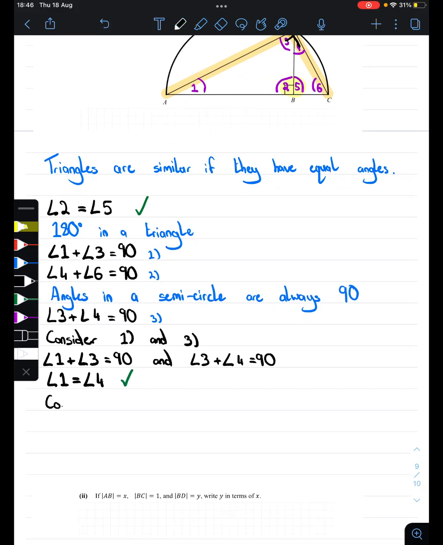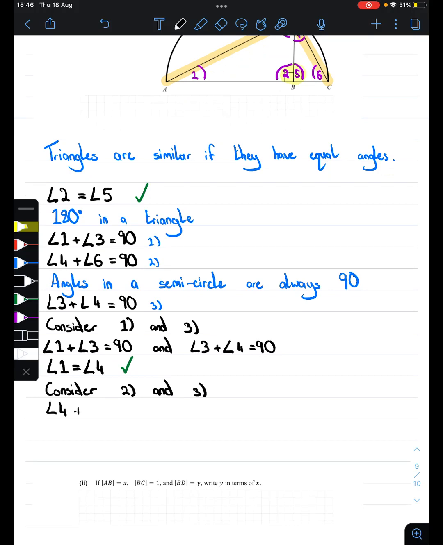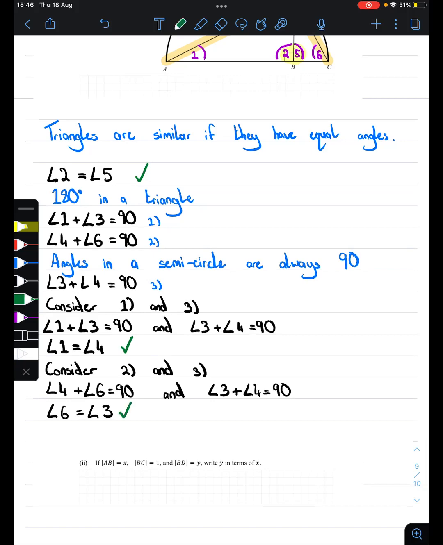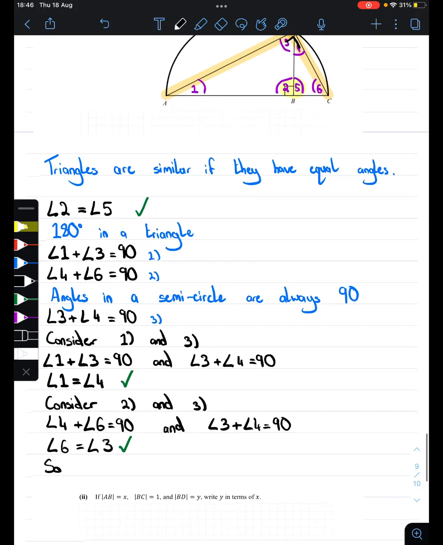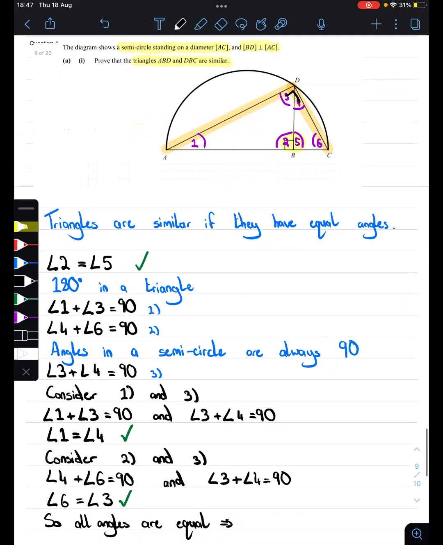Then if we consider equation 2 and equation 3, we have angle 4 plus angle 6 equals 90, and angle 3 plus angle 4 equals 90. In the same way, angle 6 must be equal to angle 3. And so now we've shown angle 1 equals angle 4, angle 2 equals angle 5, and angle 3 equals angle 6. So our angles are equal, so ABD and DBC are similar.